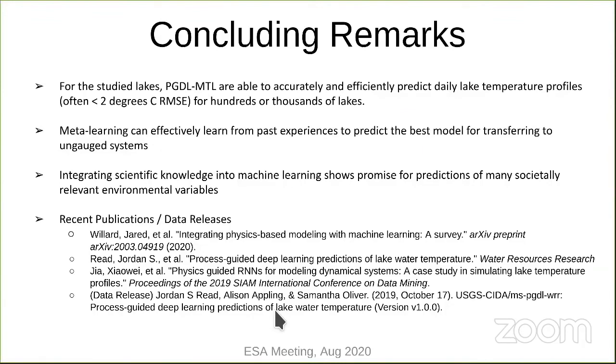So in conclusion, for the studied lakes in the Midwest, PGDL MTL can accurately and efficiently predict daily lake temperature profiles, often less than 2 degrees RMSE for hundreds or thousands of lakes. And the meta learning can effectively learn from past experience to predict the best model for transferring to these ungauged systems. And going with the theme of this workshop, integrating scientific knowledge into machine learning shows promise for predictions of many societally relevant environmental variables, especially given the generality of this framework and many other approaches you will see described in this workshop.